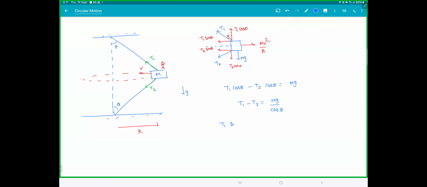Horizontally, T1 sin theta plus T2 sin theta is the centrifugal force, mv square by r. That will give T1 plus T2 is equal to mv square by r sin theta. You are done. Two equations, two unknowns. Solve them. You'll get T1 and T2. Add them, you'll get T1. Subtract them, you'll get T2. So T1 would be half of mg by cos theta plus mv square by r sin theta.